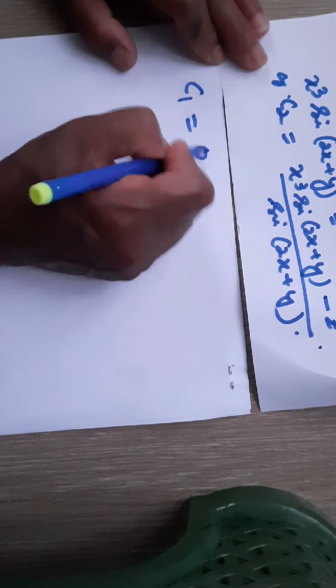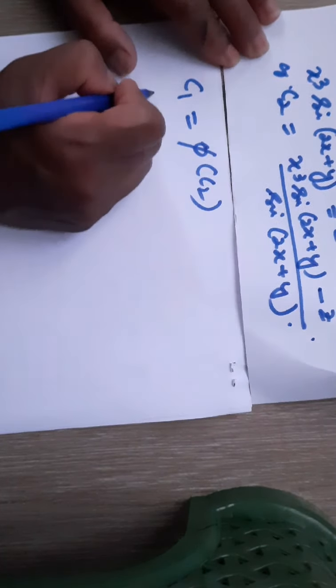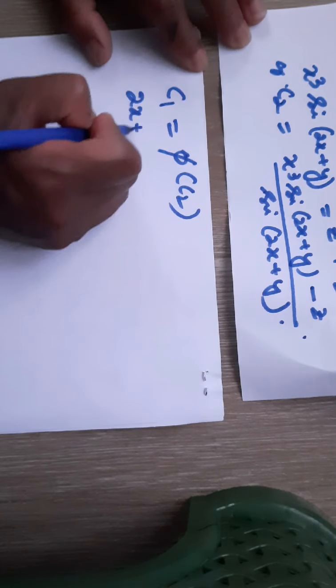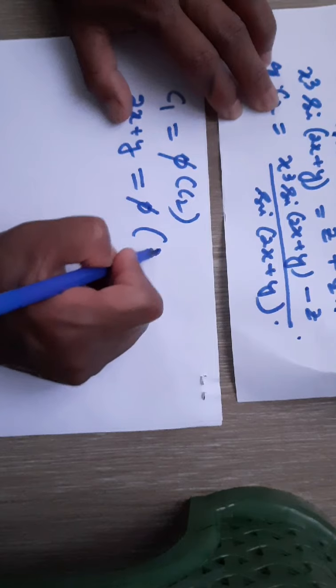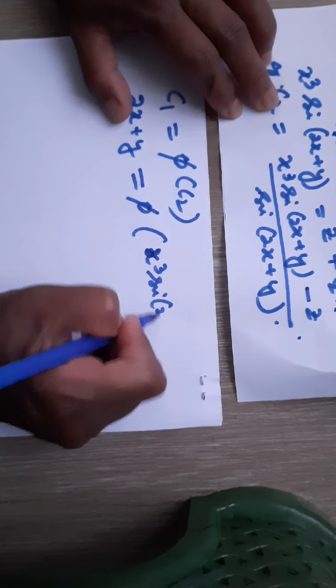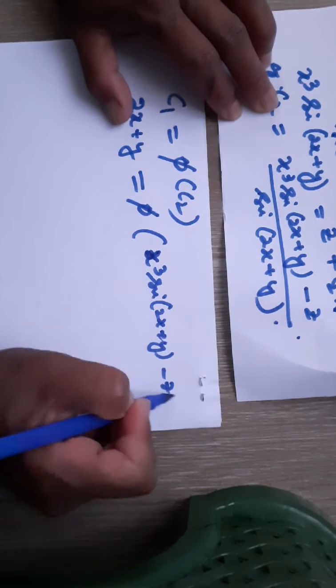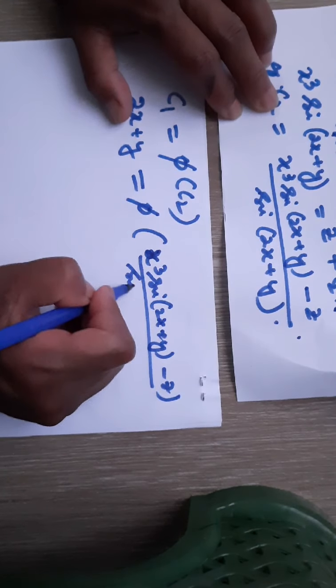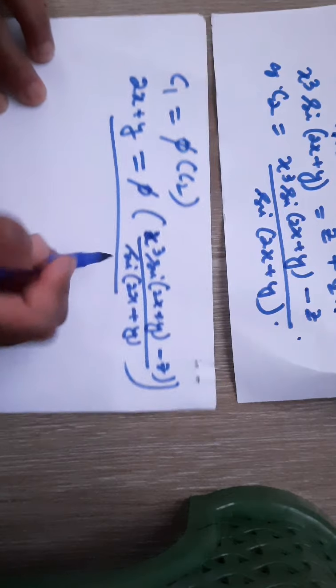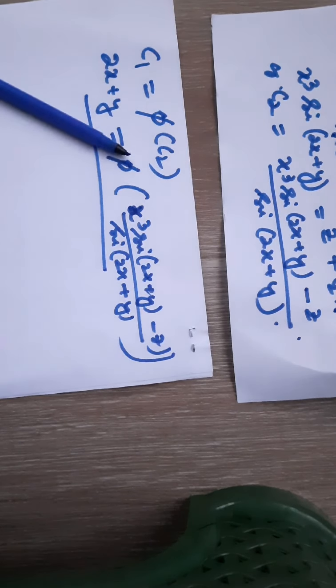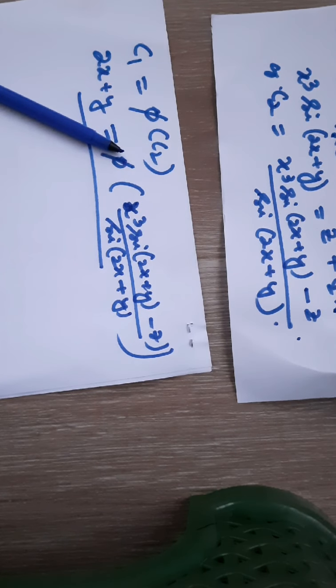The solution will be given by C1 is equal to phi of C2. So what is C1? It will be 2x plus y. This will be equal to phi of this one, x cubed sine of 2x plus y minus set, whole thing divided by sine of 2x plus y. So this will be the general solution for this particular problem.